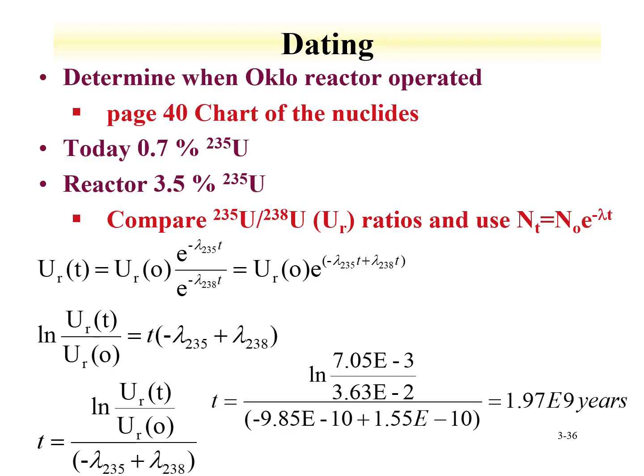This was actually determined when uranium samples from an area were evaluated, and the uranium-235 concentration in those samples was found to be lower than expected.